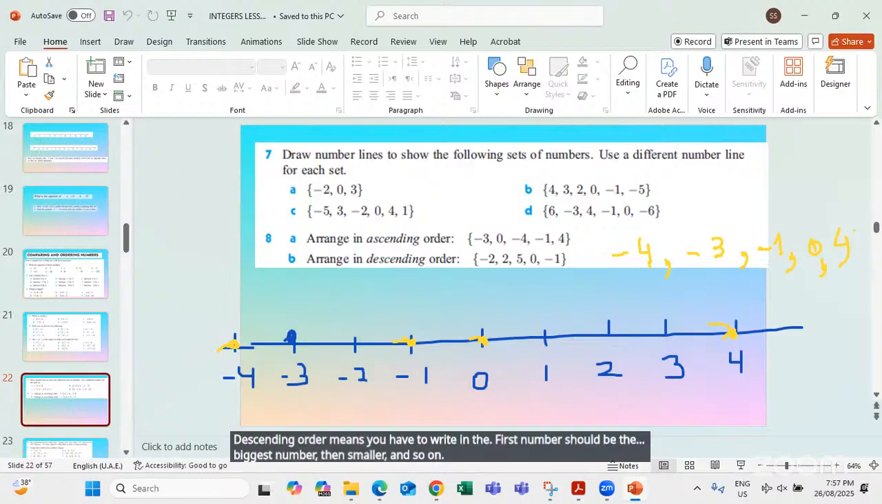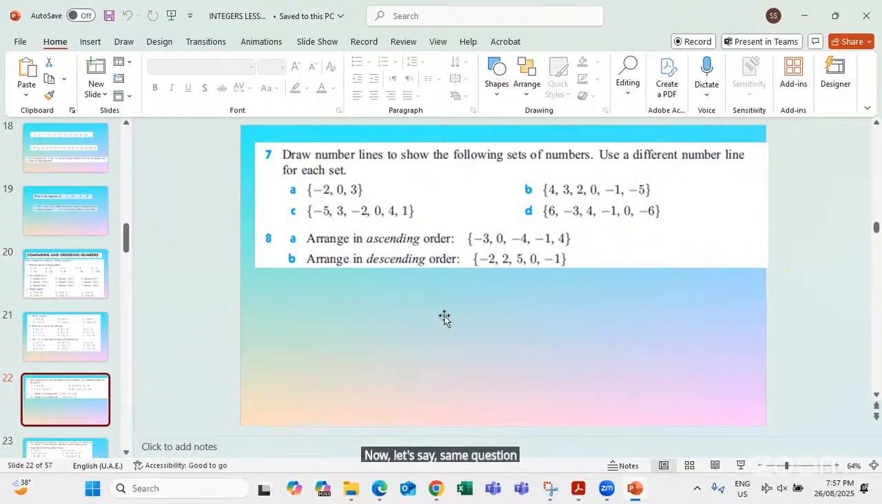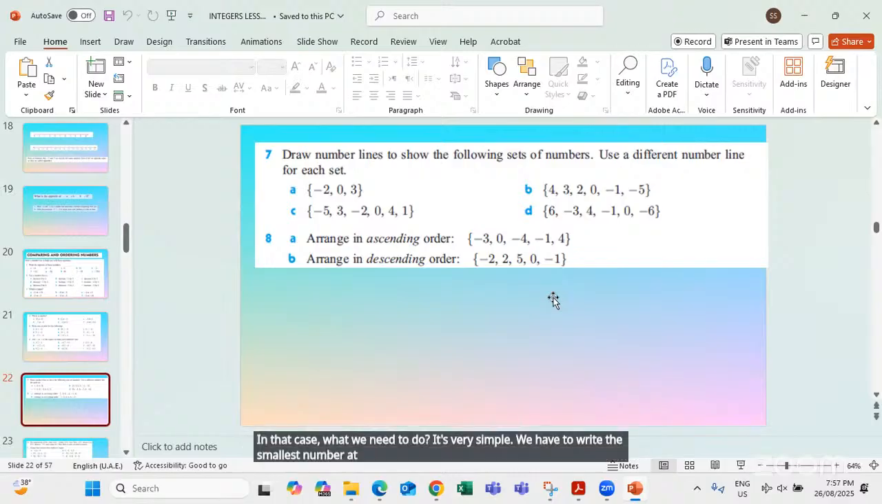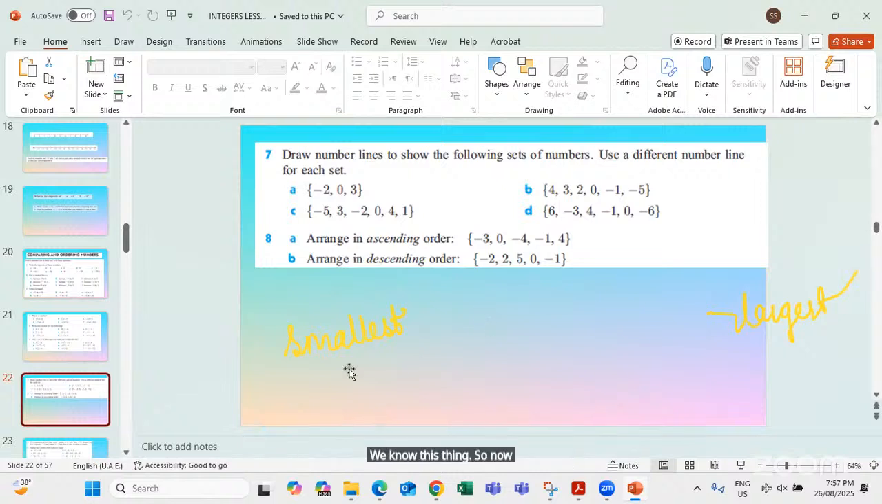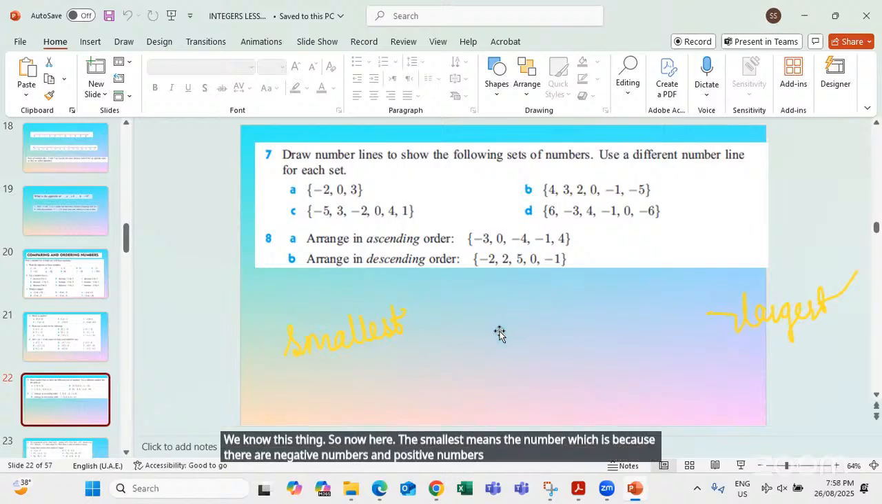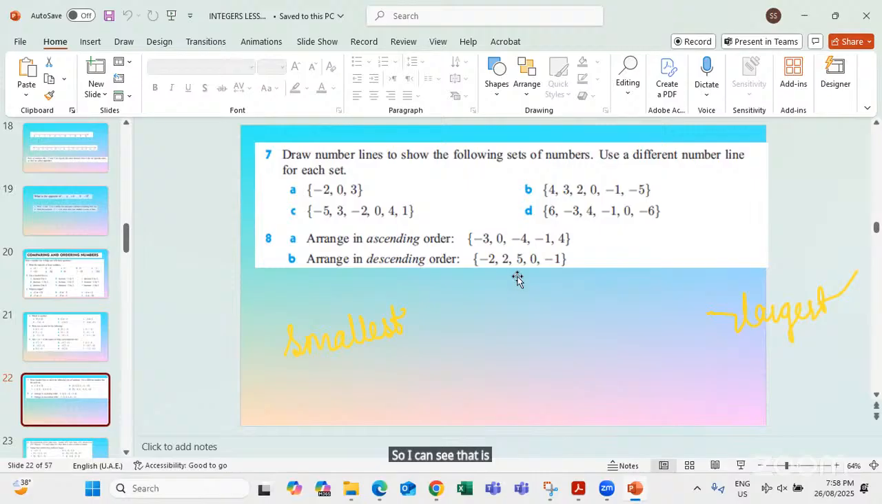Now let's say for the same question I have to do the ascending order without using the number line. In that case, what do we need to do? It's very simple. We have to write the smallest number at the first place, as per the ascending order. And then the largest should be at the very end. We know this thing. So now here, the smallest means the number which is on the left side and farthest from 0, because there are negative numbers and positive numbers. So I can see that is -4.